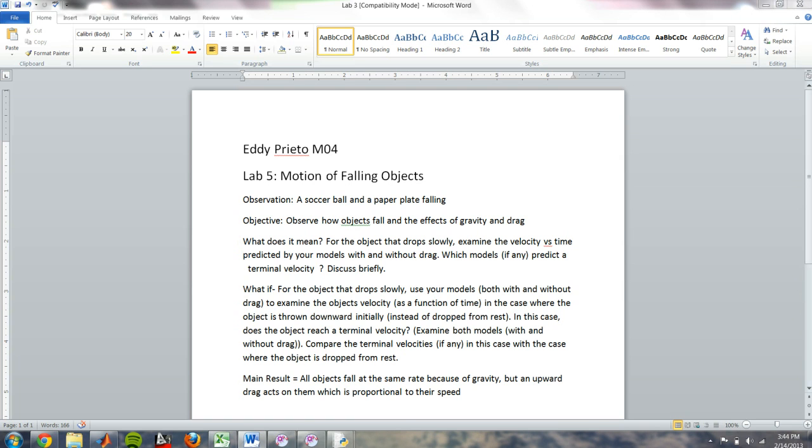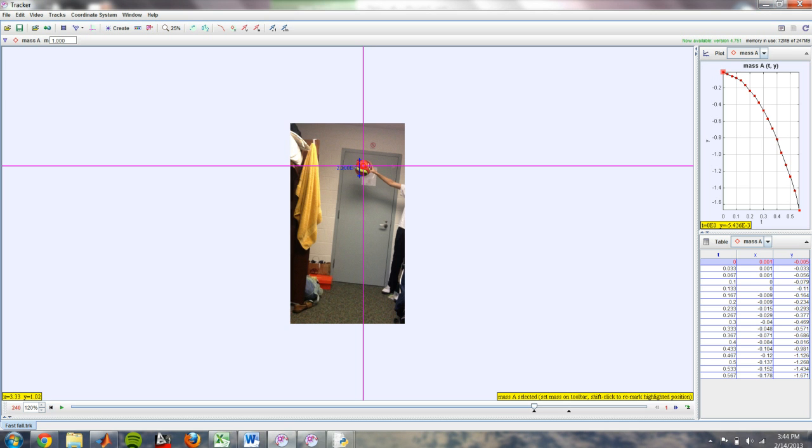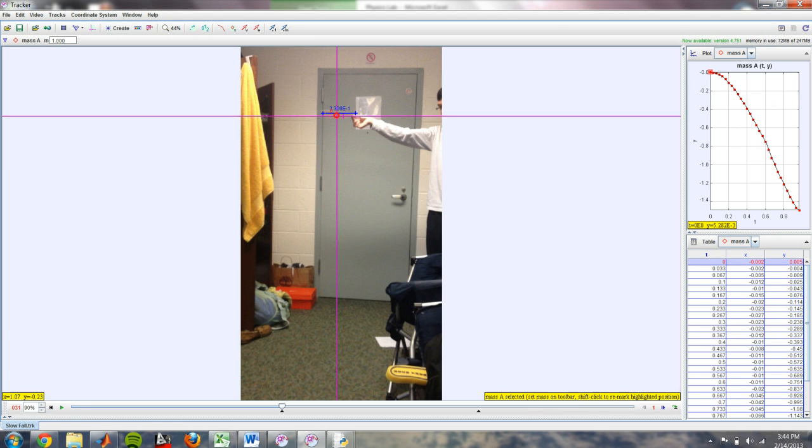For this lab, I observed a soccer ball and a paper plate as they fell and the effects of gravity and drag on them. The soccer ball was my fast moving object, and the paper plate was my slow moving object. In the first video, you get to see the fast moving object, the soccer ball, as it fell, and I used the Tracker program to track the center of the ball as it fell, and then exported those data points into Excel for later use.